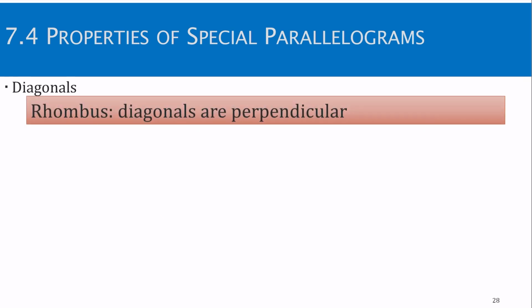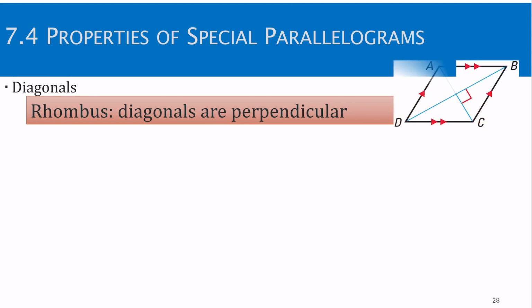Diagonals. In a rhombus, the diagonals are perpendicular. Why? Well, if it's a rhombus, all the sides are congruent. And since it's a parallelogram, the diagonals bisect each other. Thus, all those little triangles are congruent by SSS, which means that these angles in the middle are congruent by CPCTC. And if they're a linear pair and congruent, that means they're 90 degrees and a right angle. Thus, the diagonals are perpendicular.